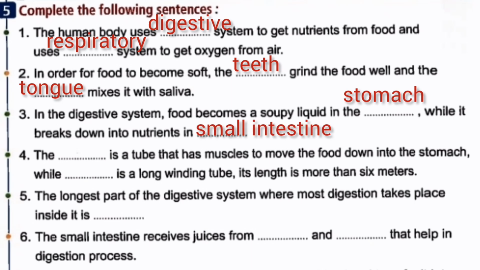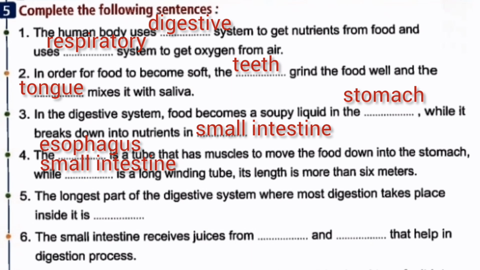Number 4. The blank is a tube that has muscles to move the food down into the stomach, while blank is a long winding tube. Its length is more than 6 meters. The esophagus is a tube that has muscles to move the food down into the stomach, while the small intestine is a long winding tube.